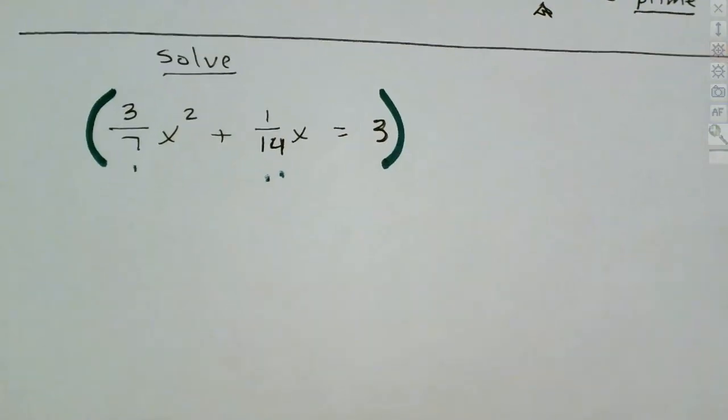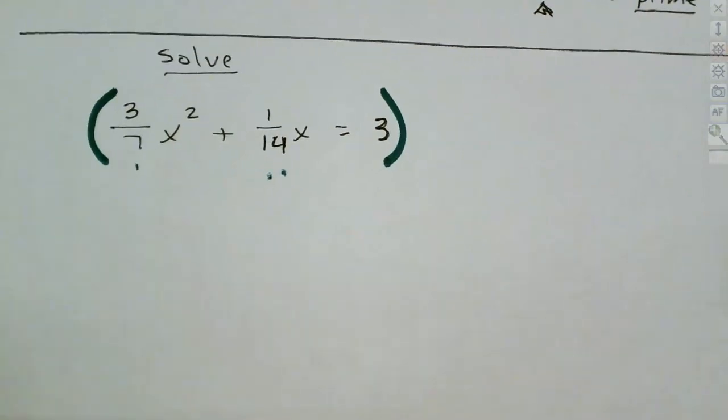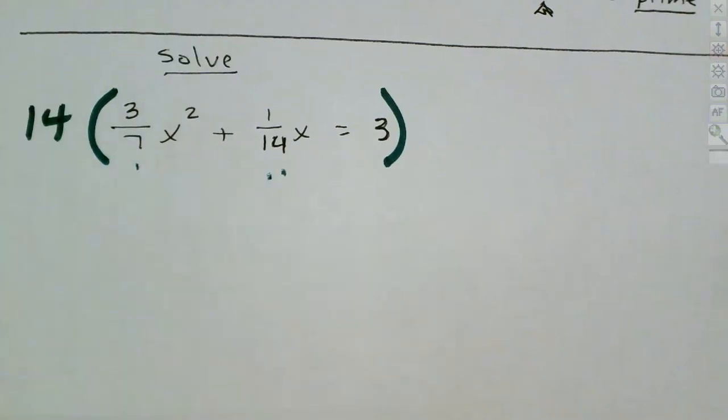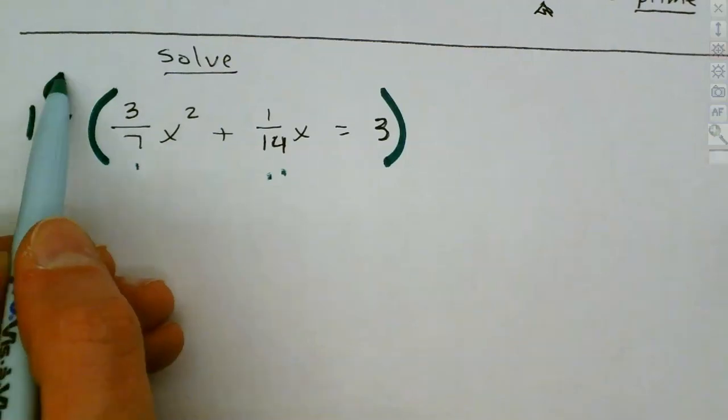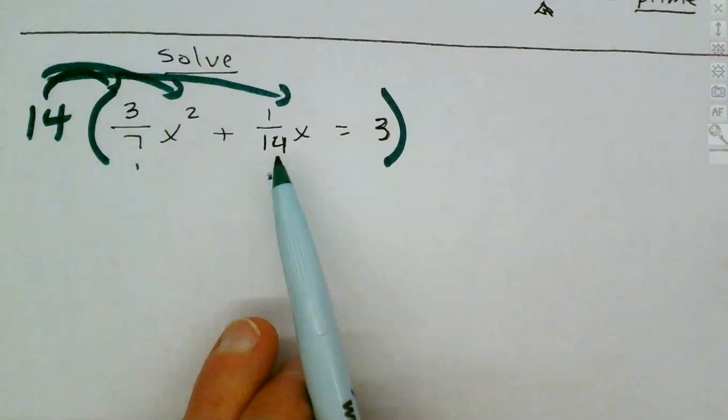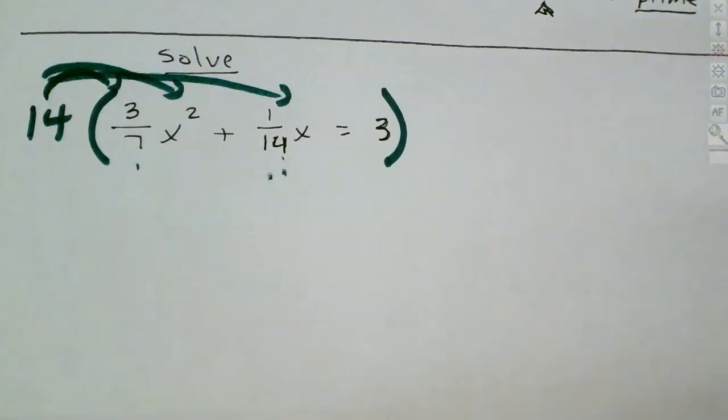Multiply this all by what? Not 7, a little bit larger. How about 14? Okay, someone said 14. Why 14? Because 14 is my least common denominator, right? We'll clear that one out right there. So if you have fractions, you need to get rid of them.